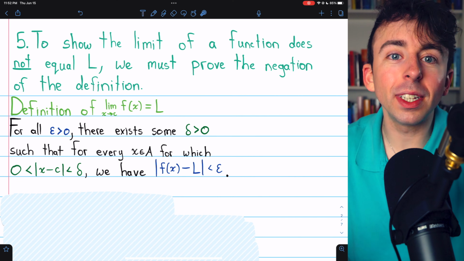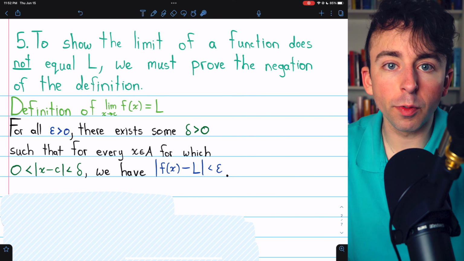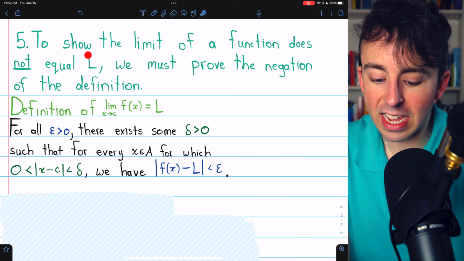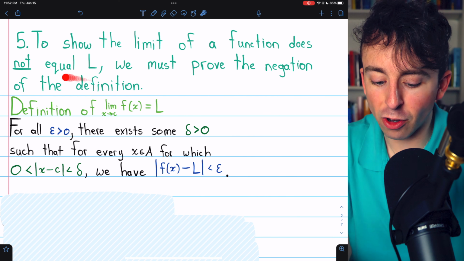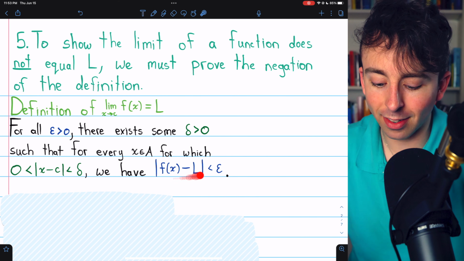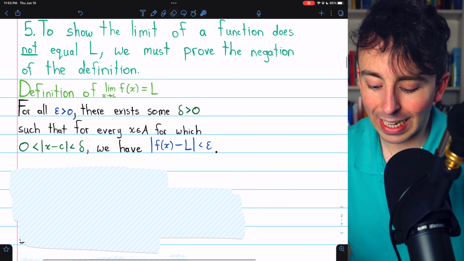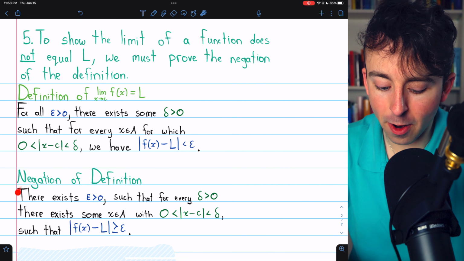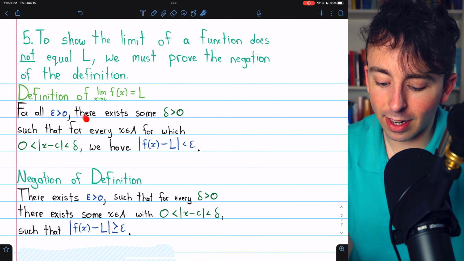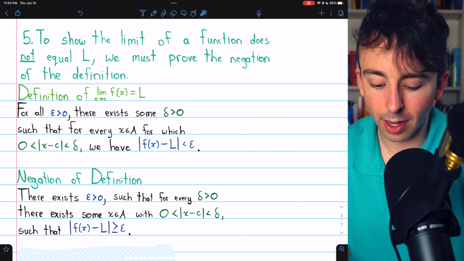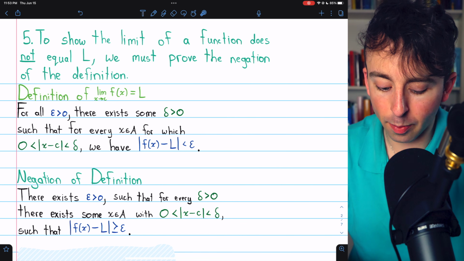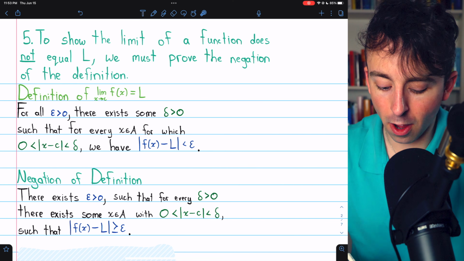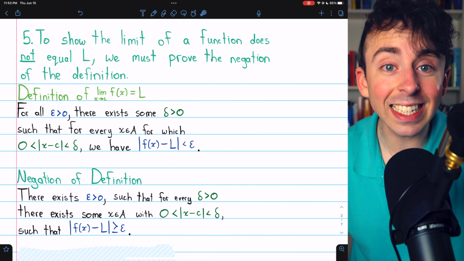Now let's quickly talk about the negation of the definition, what it means for a function to not have a particular limit. To show that the limit of a function does not equal something, we must prove the negation of the definition. Now, the definition is stated again here, and when we negate the definition, this is what we get. For all epsilon becomes there exists epsilon. There exists delta becomes for every delta. For every x in A becomes there exists x in A. And f of x minus L is less than epsilon becomes f of x minus L is at least epsilon.